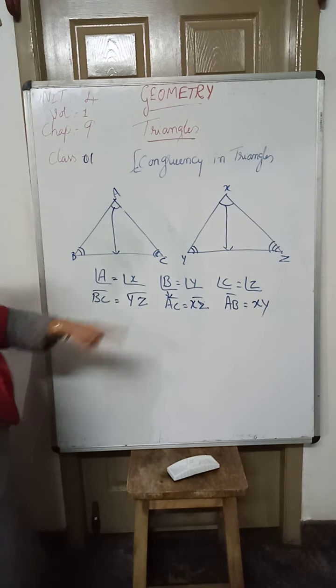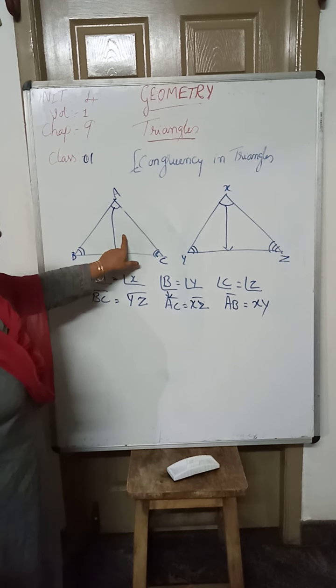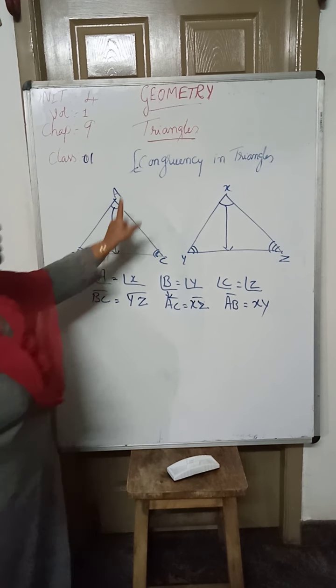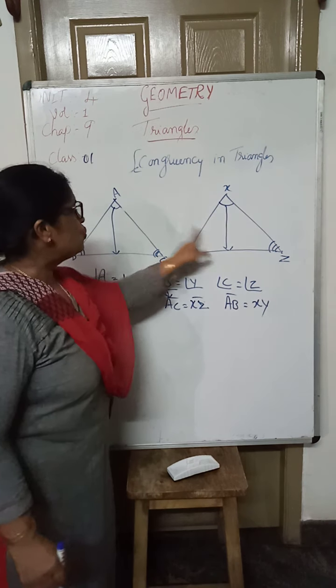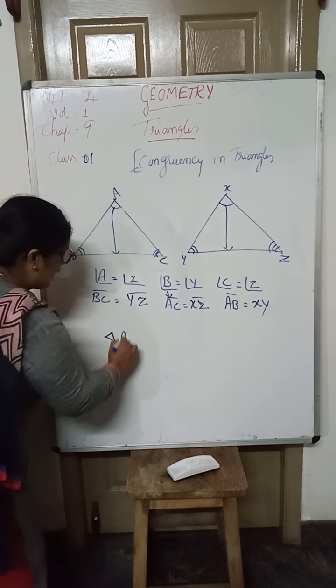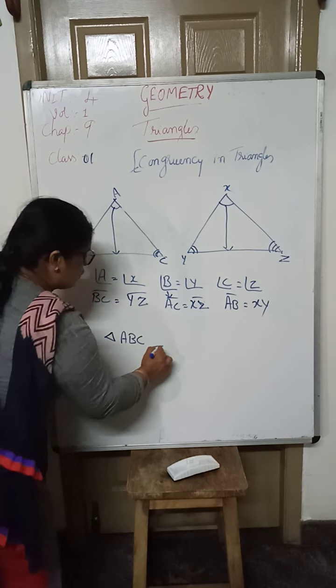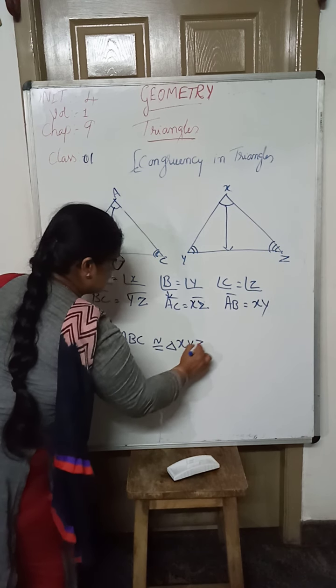So from these two things we come to know that if the six properties of this triangle are equal to the six properties of another triangle, then these two triangles are said to be congruent. That is, triangle ABC is congruent to triangle XYZ.